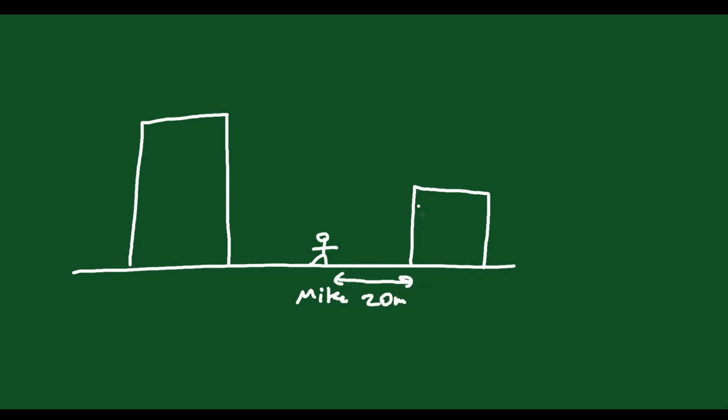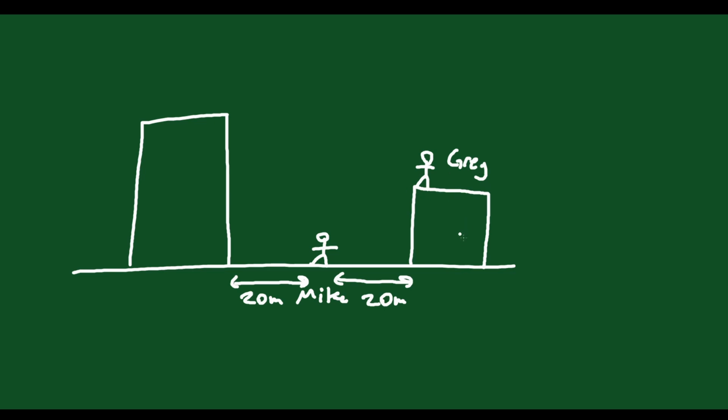Let's move on to another one. Let's say here's the ground. You have a tall building right here, and then a shorter building over here. And in the middle of the two buildings, you have a guy. We'll call him Mike. And Mike is standing 20 meters from the building on the right, and he's also standing 20 meters from the building on the left. Okay, now you have a guy up here. Call him Greg.